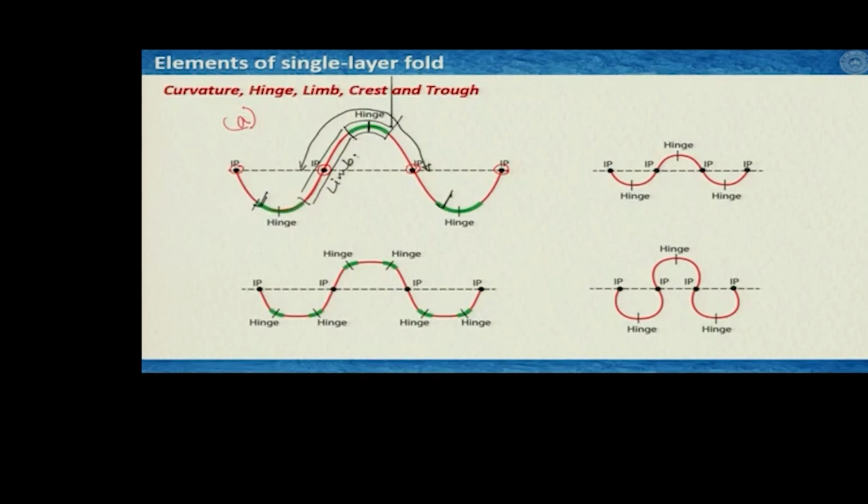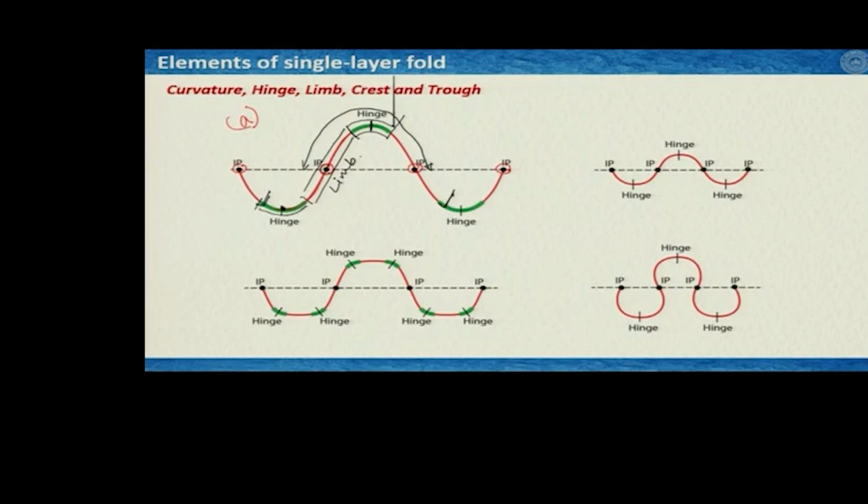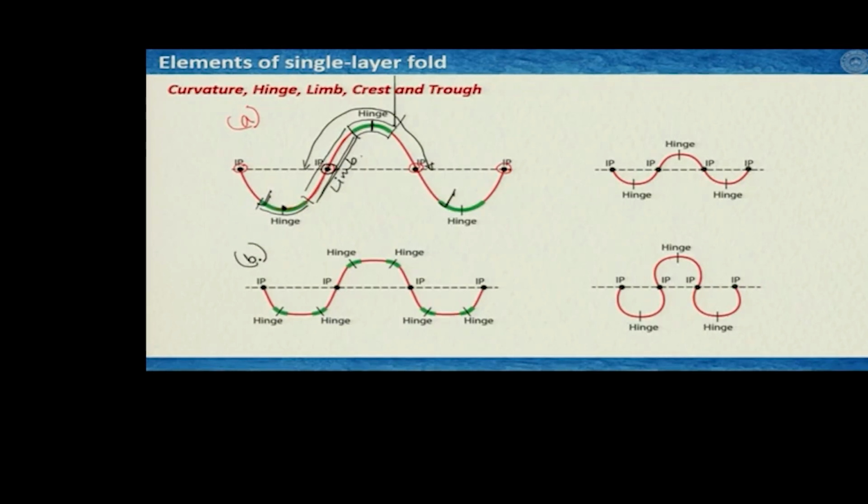So, as we have defined in the previous slide, the limb must include the inflection point, and the hinge zone should include the hinge point. So, we have defined in this illustration A the hinge, hinge zone, inflection point and the limb of the fold. Now, let us have a look at this second illustration as B.